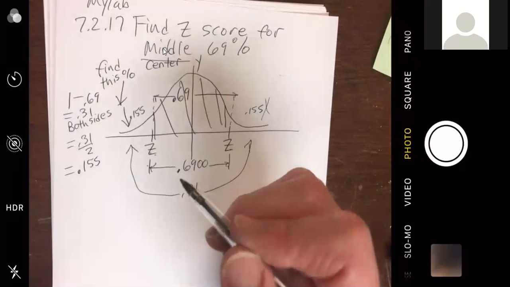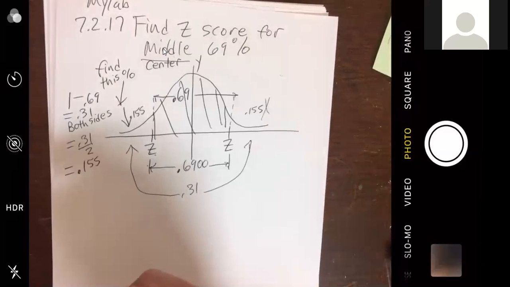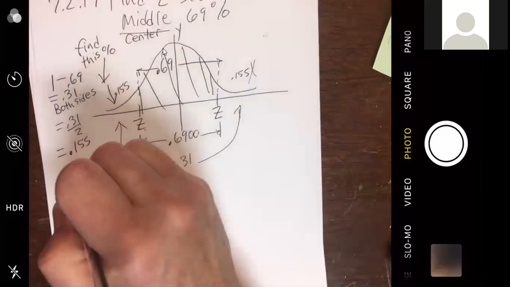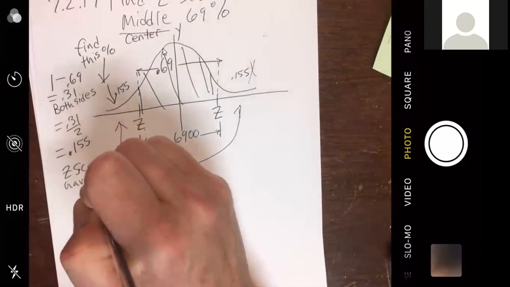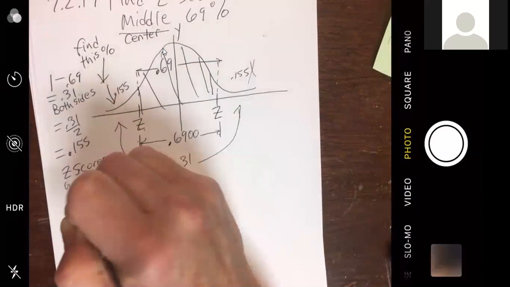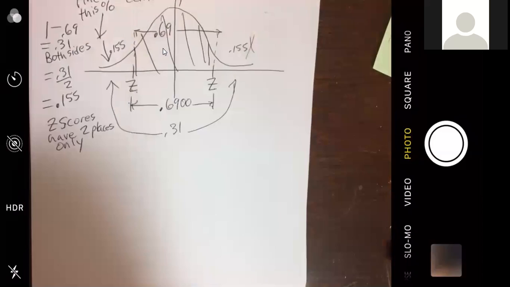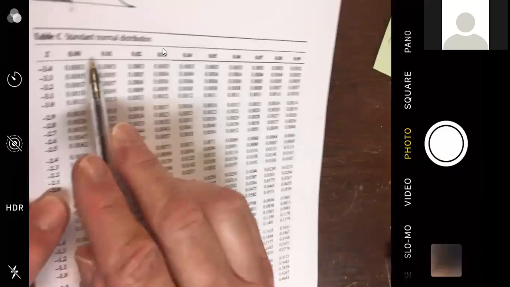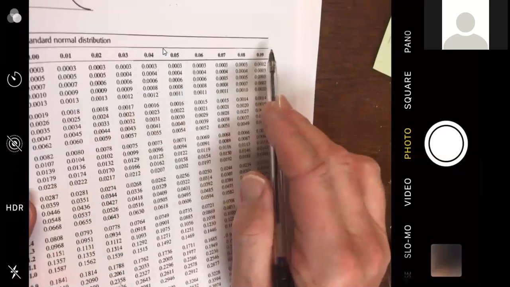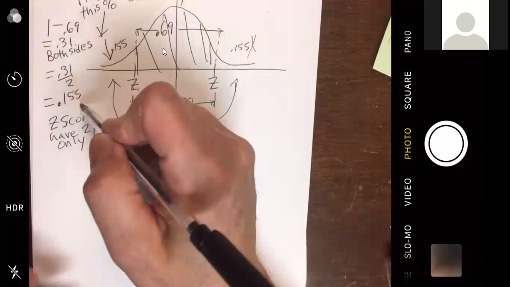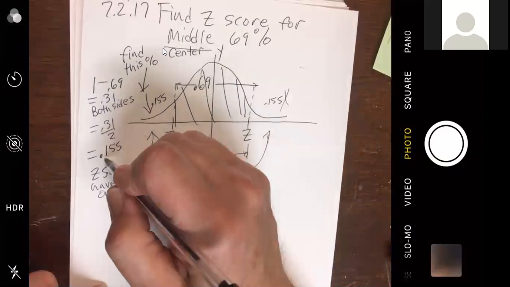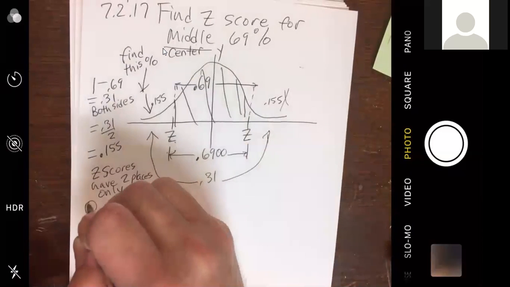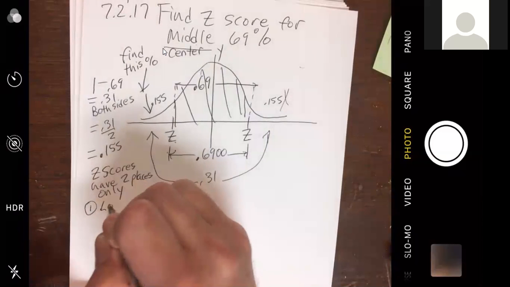Okay. Now this is where things get fuzzy. Z-scores have 2 places only. You see that? This is your tenths place. You got a tenths place here, and then this is hundredths place. This has got 3 places. So you really have a choice of what you want to look up. Some people look just at the first 2. Your choice 1, look up 0.15.